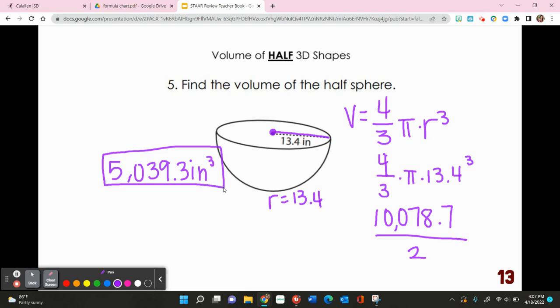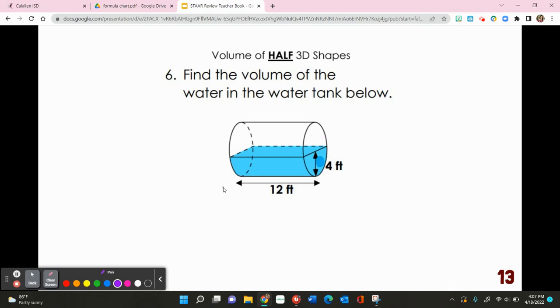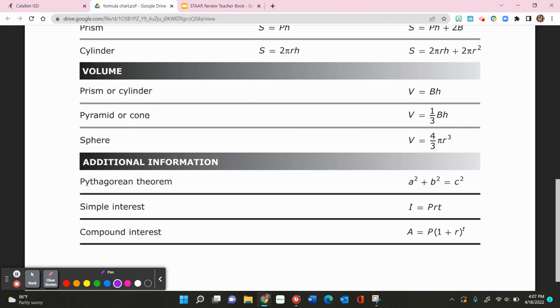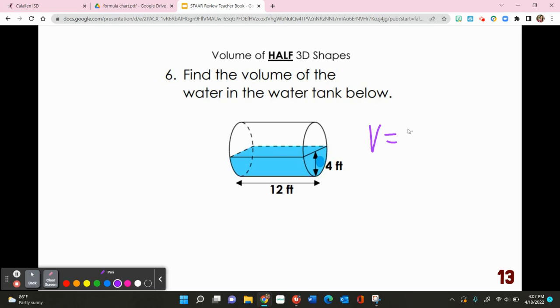Next, we're going to go ahead and look at number 6. So for number 6, it says find the volume of the water tank below. So to find the volume of the water tank, first I noticed that this is a cylinder. And the formula for volume of a cylinder is volume equals big B times H. So volume equals the area of my base times the height. So V equals B times H. Now, on a cylinder, remember your base shape is a circle. So I'm going to put a circle around B. Now, off to the side, I need to find the area of that circle.